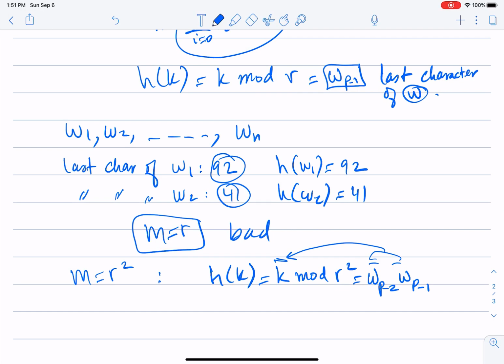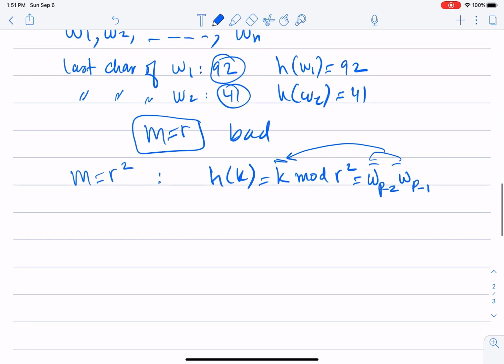So we don't want R, we don't want R squared, we don't want M to be even also, because if M is even, then H of K is odd or even, depending on whether the last character in W or in K is odd or even. Okay? We don't want that. So what M is good then?